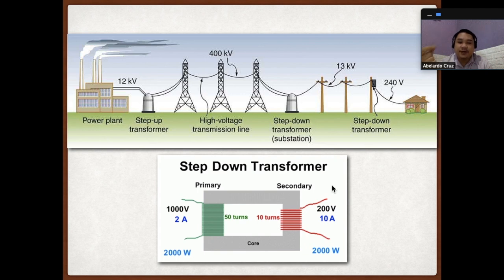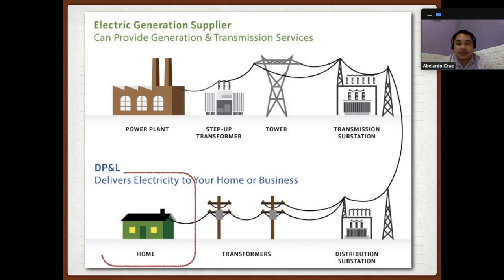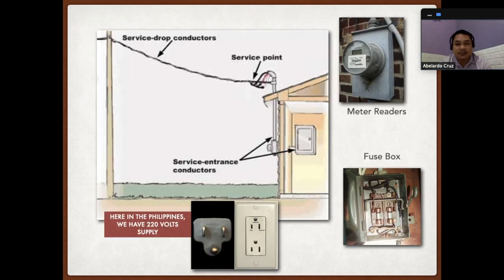In a step-down transformer, we have to reverse the coils. So the primary coil has many turns, let's say for example here we have 50 turns, and then this wire has only 10 turns. So from 1000 volts, it will now become 200 volts. That is the work of a step-down transformer. So here it's now ready to be delivered to our houses.